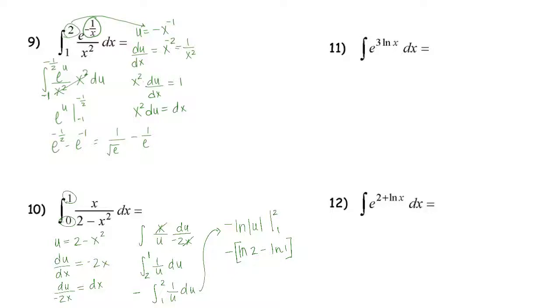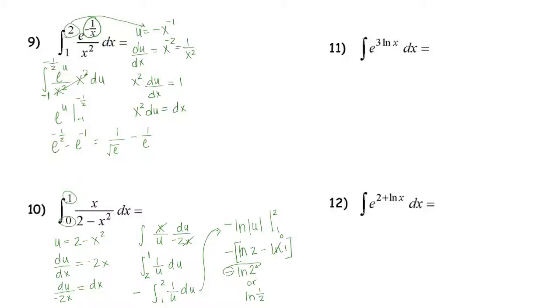And so natural log of 1 is 0. So I have negative natural log of 2. Or they could rewrite this by taking that negative and moving it up to the top. And that would be natural log of 1/2. So either one of those would be the correct answer. All right, moving on to our next problem.